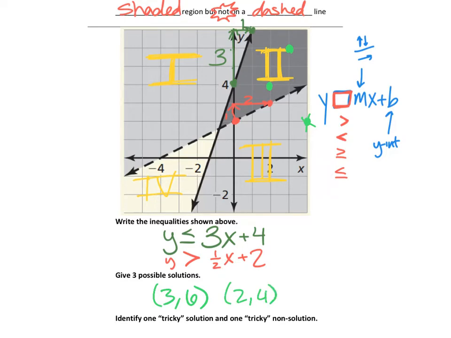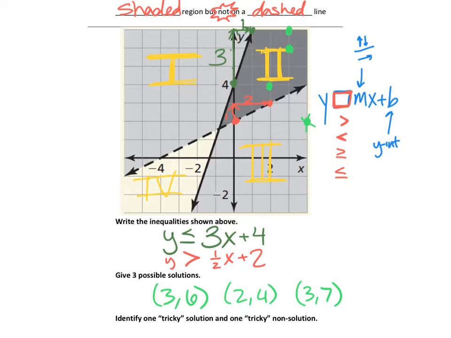Give me another one. 3, 7 would be right here. Yeah, that's in the super shade. That works. Okay, I know there's like a bajillion more because legitimately there are a whole lot more. If we zoomed out on this graph, it would continue to be double shaded for a long time. So there's a lot of solutions here. Those are just 3 examples.